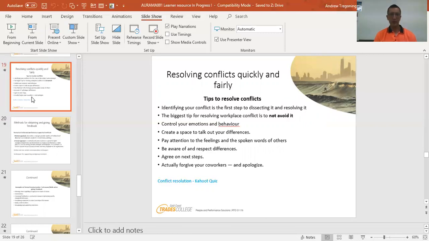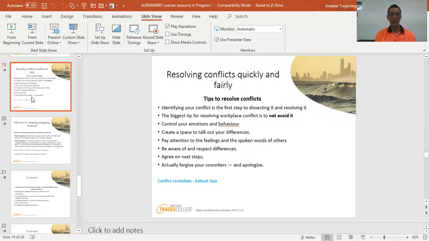The next bullet point there is be aware and respect differences. It might be that you are very different from that other person, so pay attention and be aware of those differences and certainly respect those differences. It's the differences in this world that make it unique. Everyone is a little bit different. We're not all the same. It'd be a pretty boring place if we were all the same. So differences make our lives much more rich. So be aware and respect others' differences.